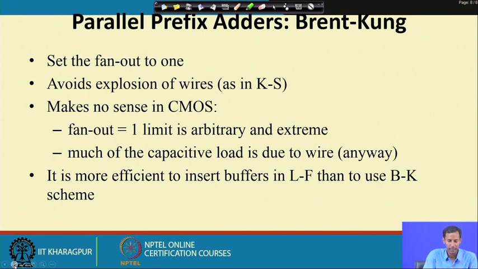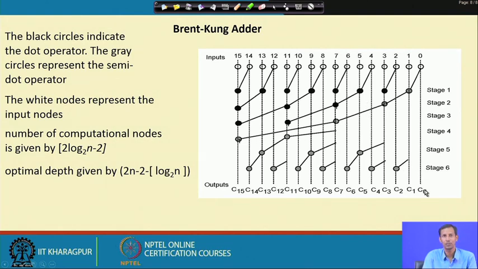Then if we follow the circuit, here you see the architecture for this Brent-Kung adder. Here the number of nodes is decreasing, but the number of stages is increasing for this Brent-Kung adder. This is the number of computational nodes required, and the optimal depth can be derived from this particular equation, where n is the number of bits considered for the addition operation.